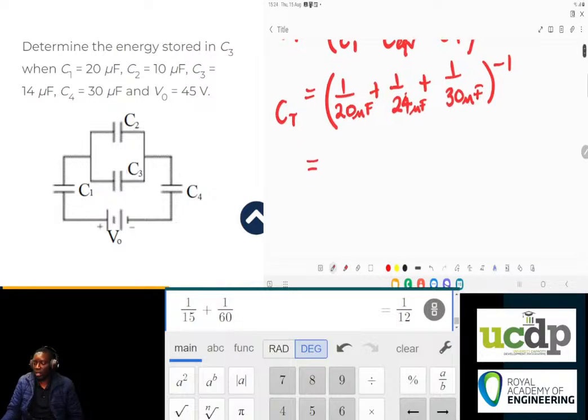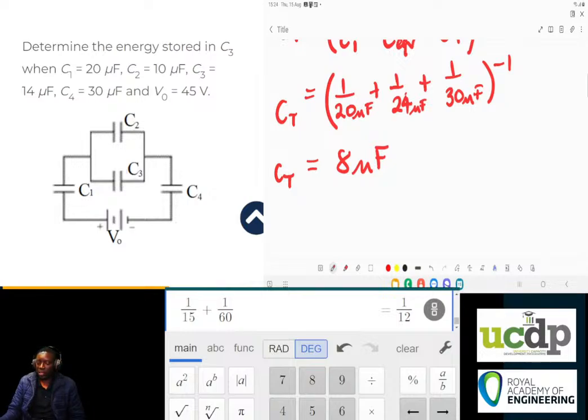What would we get? What is this total capacitance? I got 8. 8, very good. So we have 8 microfarads as the total capacitance. And with this total capacitance, what we can then do is find the total charge within this setup.